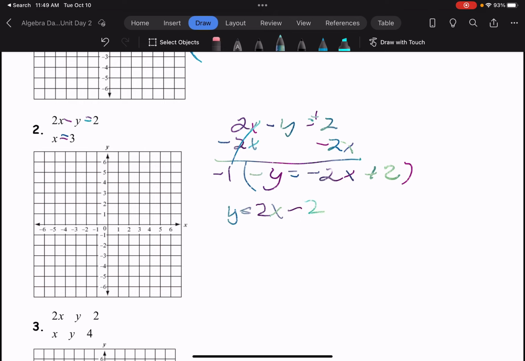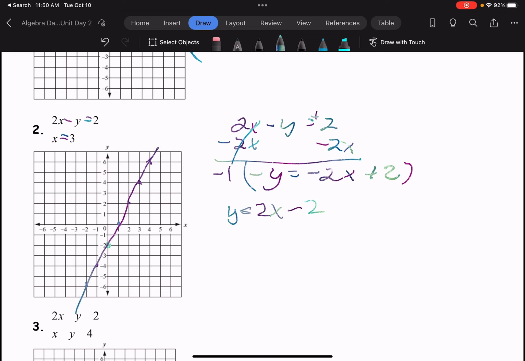Now I have a y-intercept and a positive slope of 2 over 1, and so I can graph that very nicely. Oops, I pressed the eraser. Not very nicely, there we go.